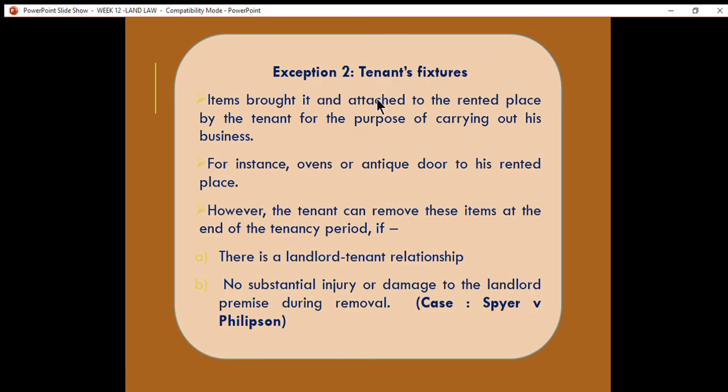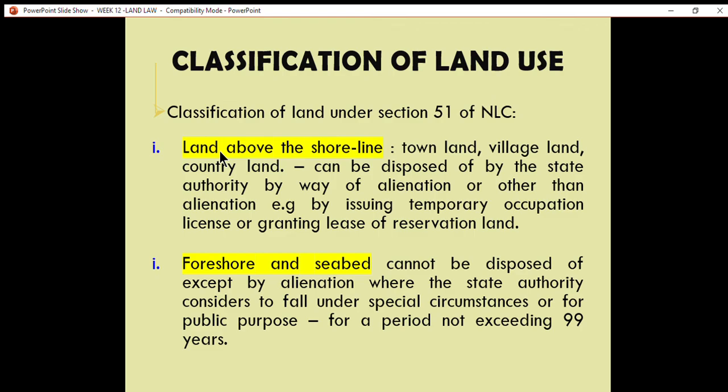Under exception 2, based on tenants' fixtures, these are items brought and attached to the rented place by the tenant for the purpose of carrying out his business, for instance ovens or an antique door. The tenant can remove these items at the end of the tenancy period if there is a landlord-tenant relationship and no substantial injury or damage to the landlord's premises during removal. The second point is very important, based on the case of Spire against Philipson. So that's all in regard to the law of fixtures and chattel. Next, we continue with the classifications and categories of land use.